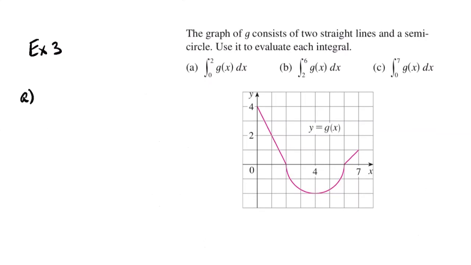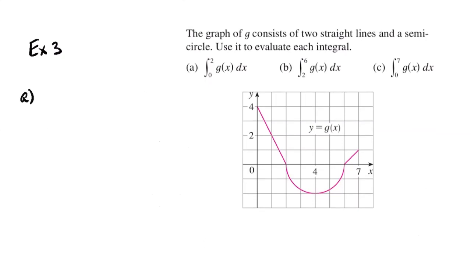So here you're looking at a graph of a function. It's called g of x. It consists of two straight lines and a semicircle. We're going to have to definitely use that information to evaluate each integral. Okay, so let's look at part A first. This part I haven't written out.